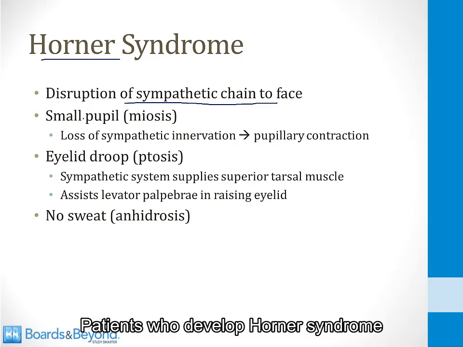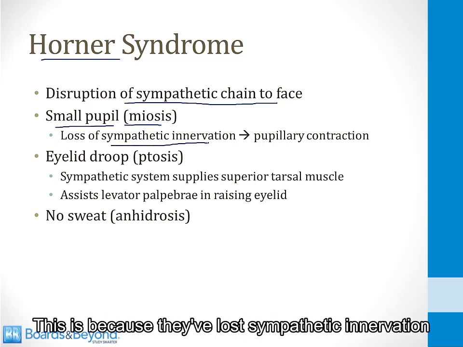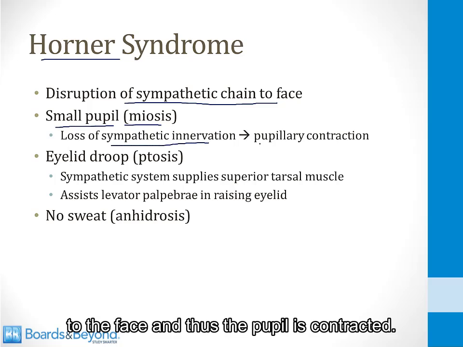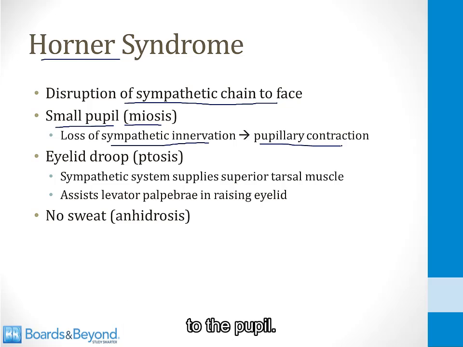Patients who develop Horner syndrome will have a small pupil, which is miosis. This is because they've lost sympathetic innervation to the face, and thus the pupil is contracted. Basically, they have unopposed parasympathetic contraction of the pupil.